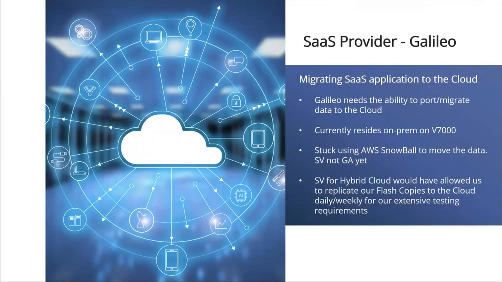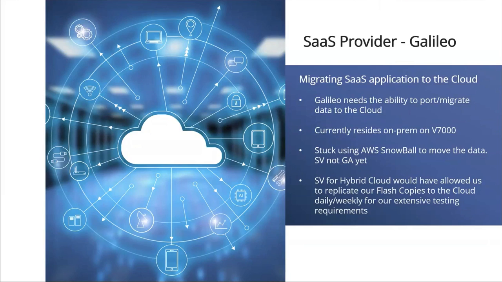We had a scenario where Galileo was on-prem in a hosted data center in the Northeast, and we did our analysis, and it actually made sense for us financially and technically to move our entire SaaS offering from an on-prem solution to AWS. I was quite surprised by that, but hey, the data is the data. We were currently residing on a V7000, and we were doing this just prior to GA last year.